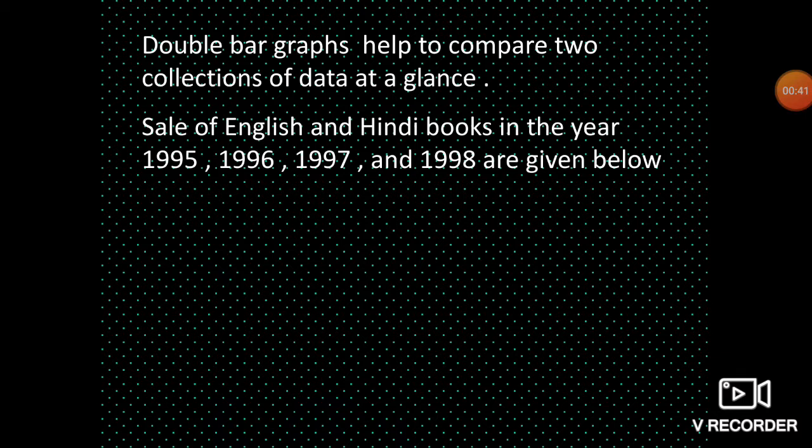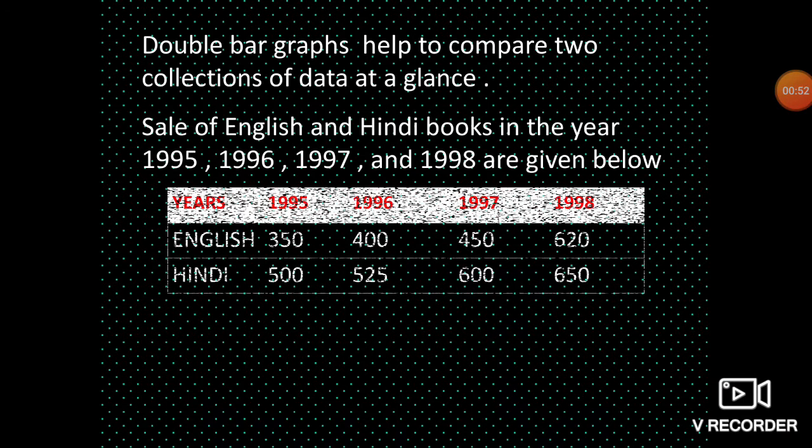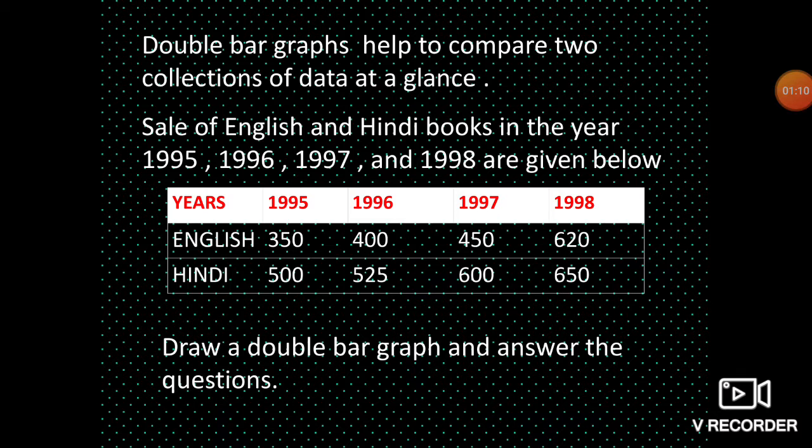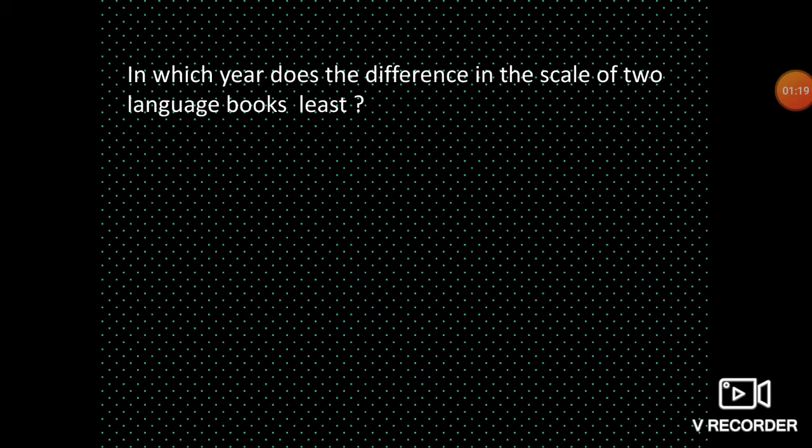Sale of English and Hindi books in the years 1995, 1996, 1997 and 1998 are given below. Here you can see a table. In that table, years are marked and English and Hindi books are marked. That is the variation you can see here. We have to draw a double bar graph according to this information. Draw a double bar graph and answer the questions. Two questions are also there according to this table. Let's move to those questions.